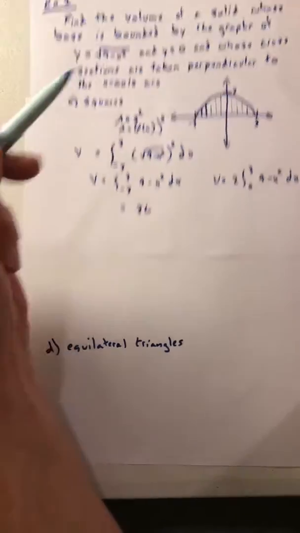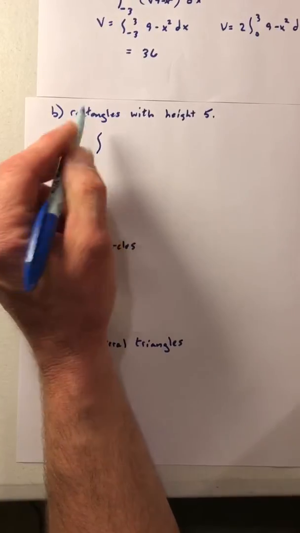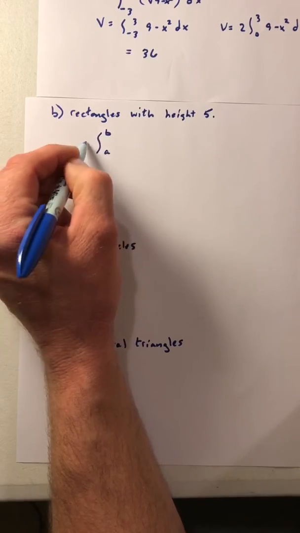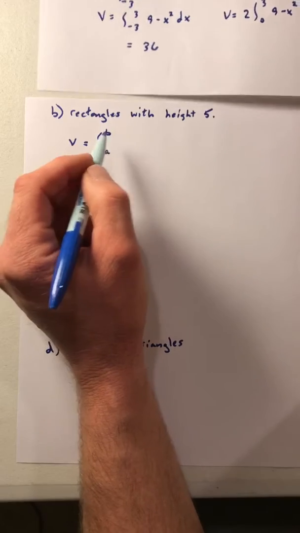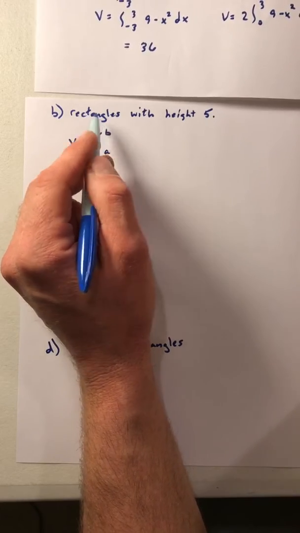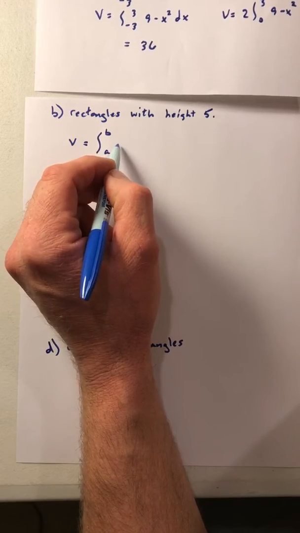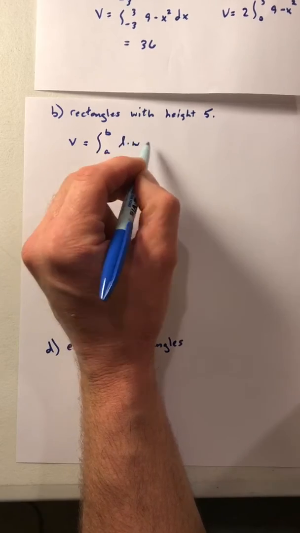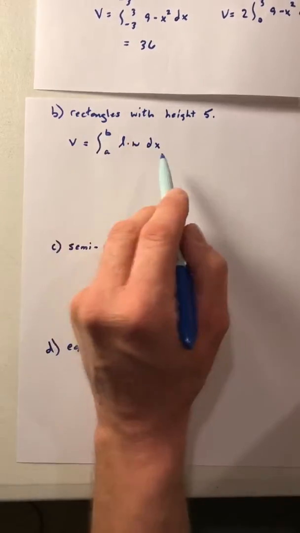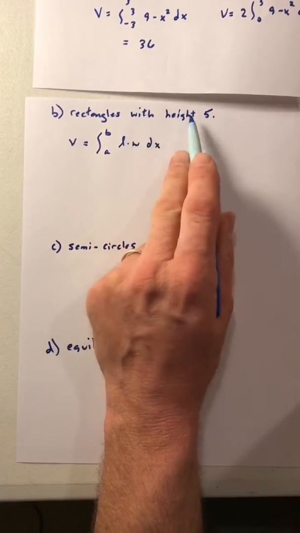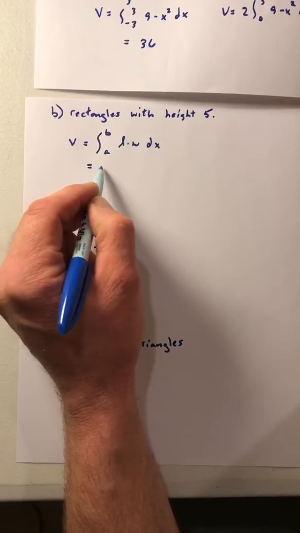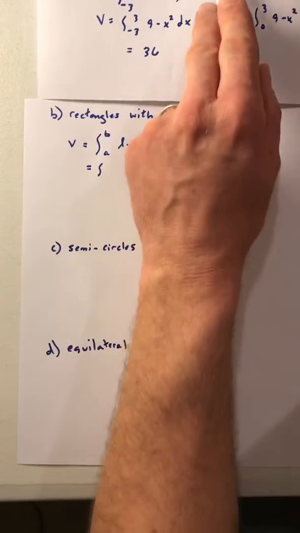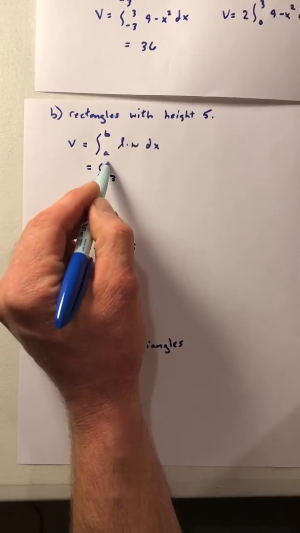So how do I find the area of a rectangle? Again, I'm going to take the area from A to B for my volume, and I'm going to find the area of a rectangle. Area of a rectangle is going to be length times the width, dx. Well, in this case, instead of a width, I have a height, or we can talk about it as length, doesn't matter. So we have the integration. Again, we're going from -3 to 3.